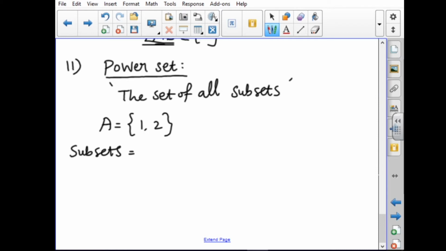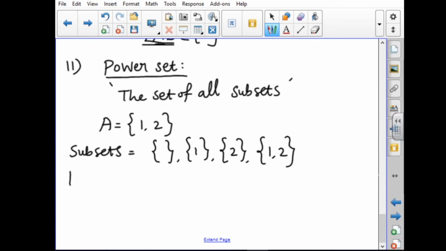Empty set is a subset of each set. So you can start from the empty set. Then the next ones with one element. Then another one with two elements. These are the subsets of A. If we want to write the power set, it means the set of all subsets. That means you have to write the subsets inside the set bracket.